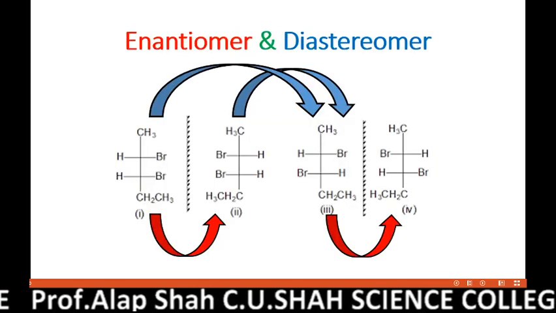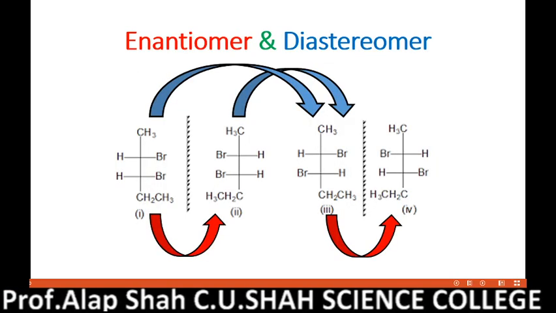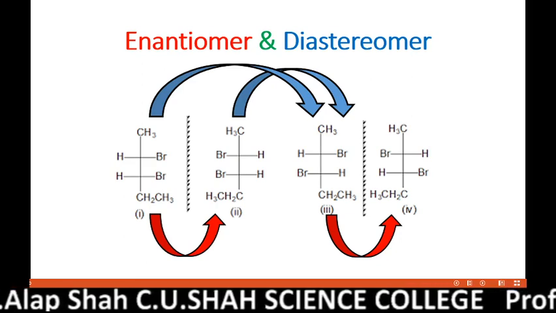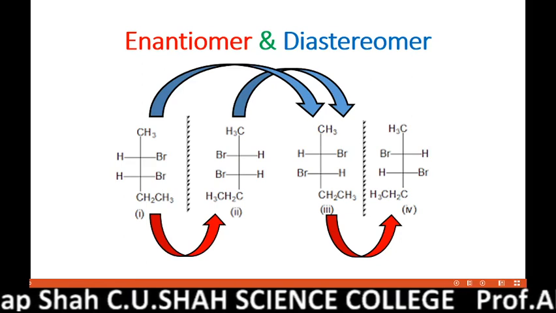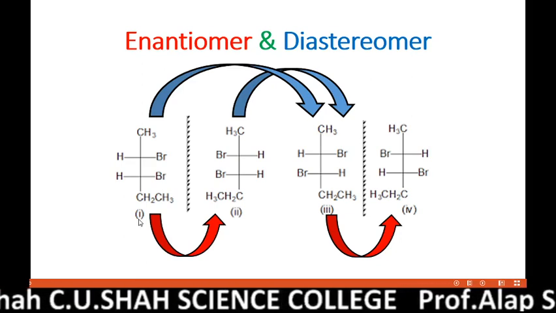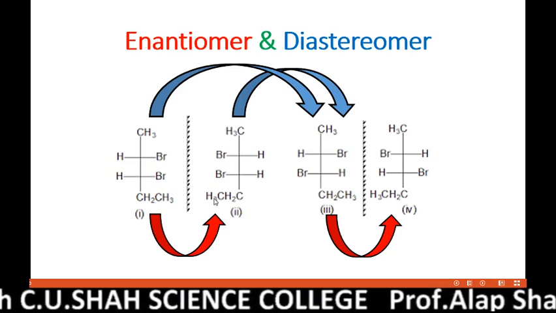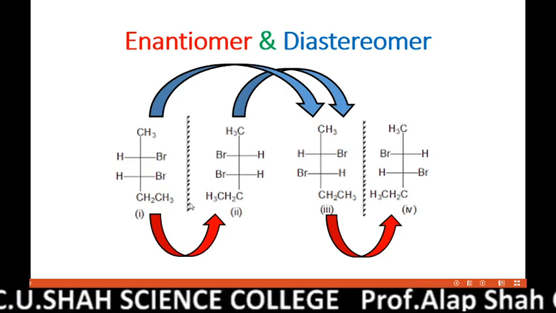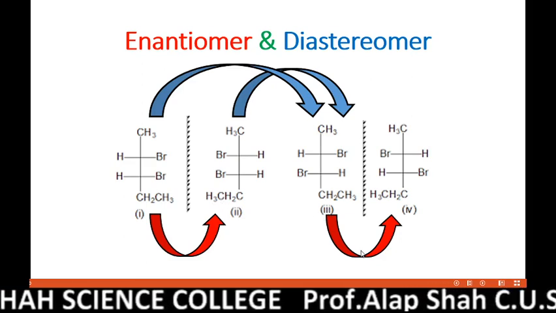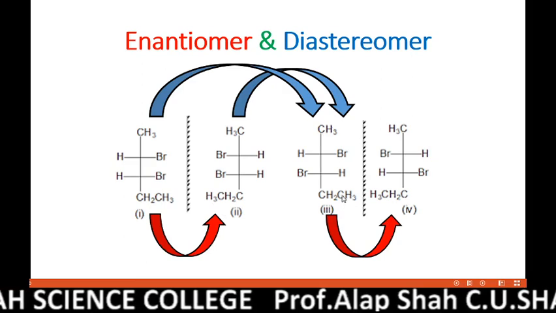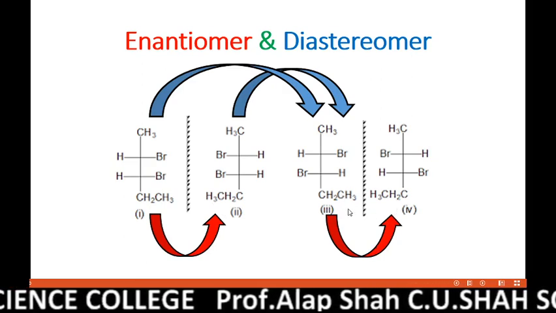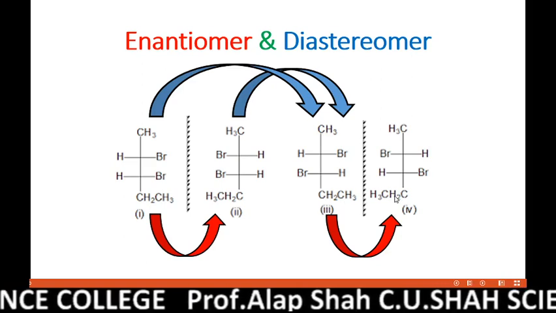Now let us discuss what enantiomers and diastereomers are. These are four isomers of 2,3-dibromopentane. The first two, you can see, are mirror images and also not superimposable over each other. Same with 3 and 4. They are mirror images and not superimposable over each other. That's why they are called enantiomers of each other.